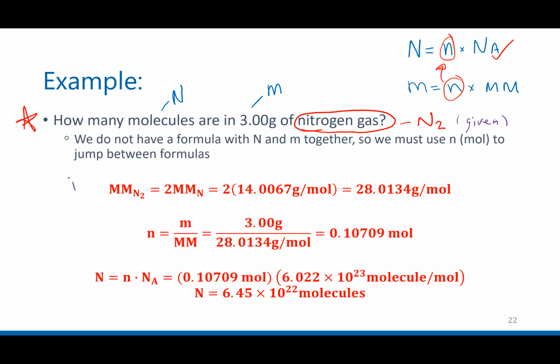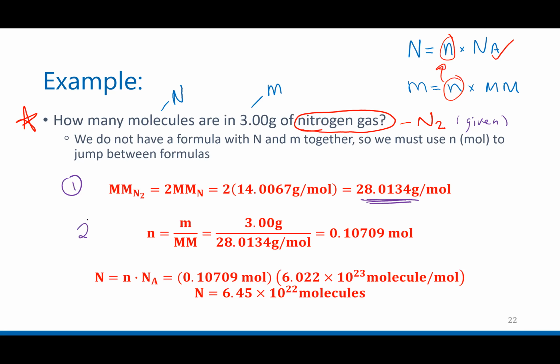Okay, so step number 1, calculate the molar mass of N2. The molar mass of N2 is easy. It's 2 times the molar mass of nitrogen. So 2 times 14, and we get 28. All right, to go back to Aisha's question about digits and significant figures, don't round until the end. So I'm going to keep all of my digits here.